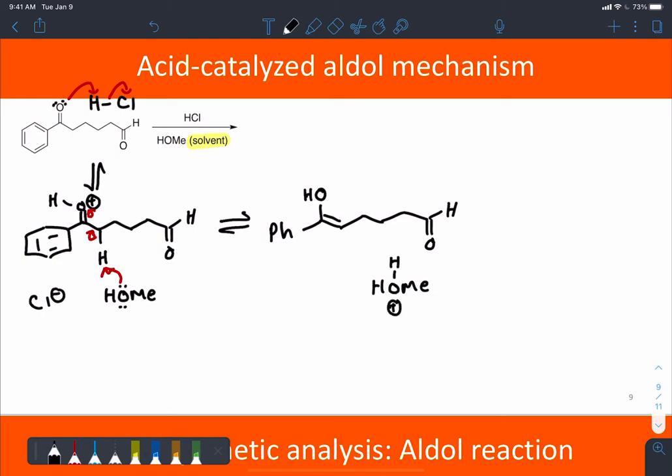So now we have protonated solvent around. We have a weak nucleophile. We have a weakly electrophilic species. So no reaction yet. That carbonyl could be protonated though.